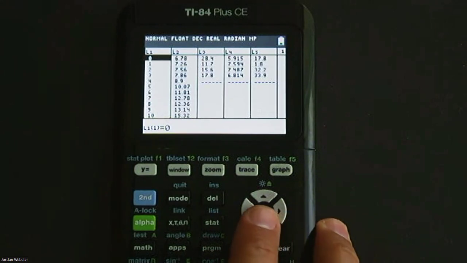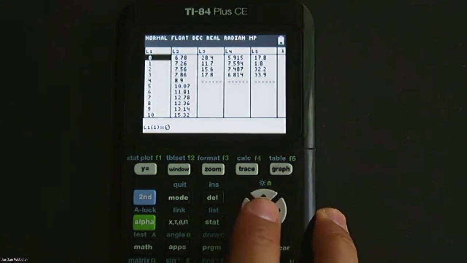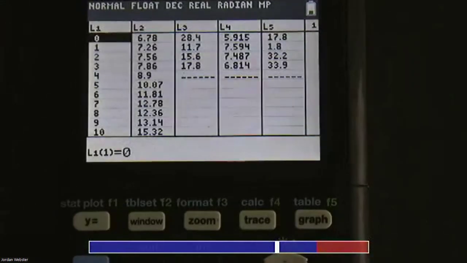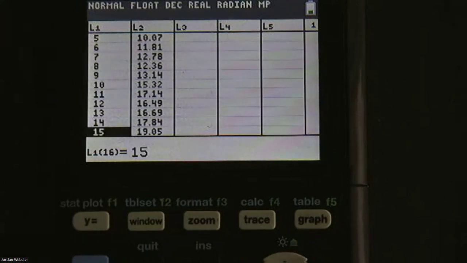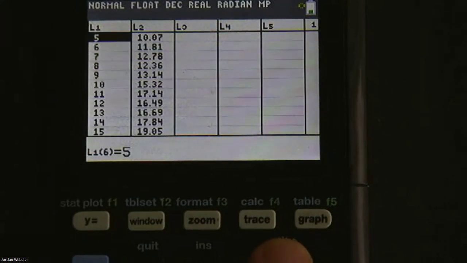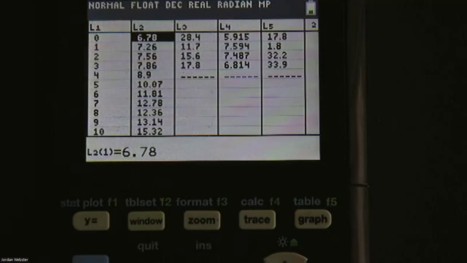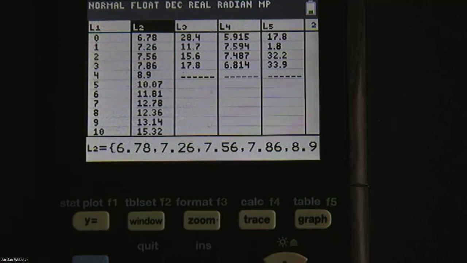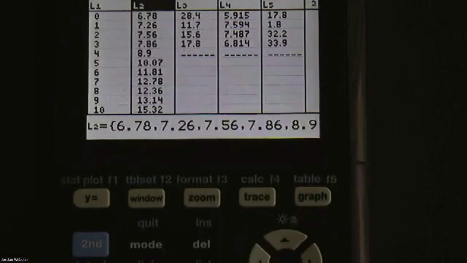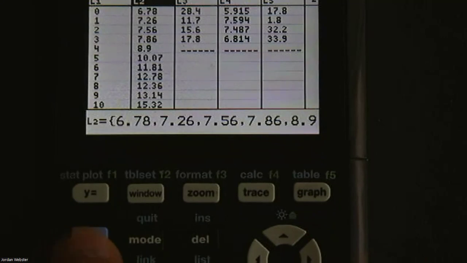And then in List 1, I'm going to use years since 2008. As you can see, I already have those plugged in from 0 all the way down to 15. And then in list 2, I'm going to put the production of oil in terms of millions of barrels per day produced. And again, I have all those corresponding values plugged in list 2. Then I will go back to the home screen by hitting second and then quit.